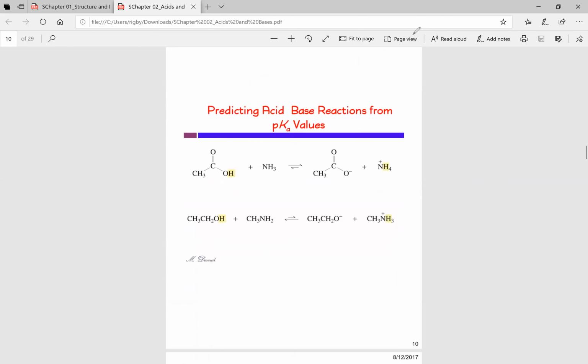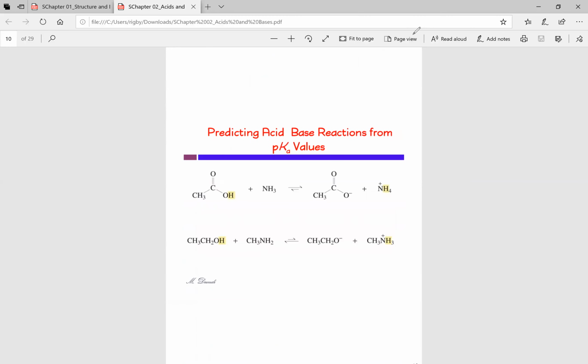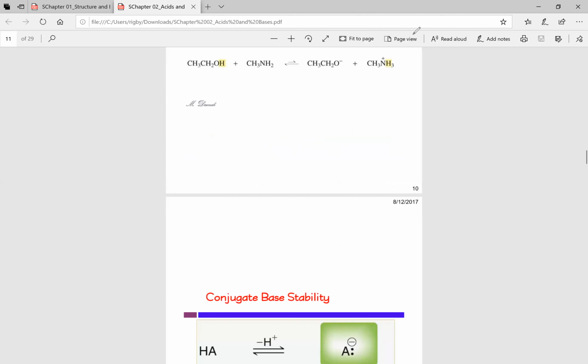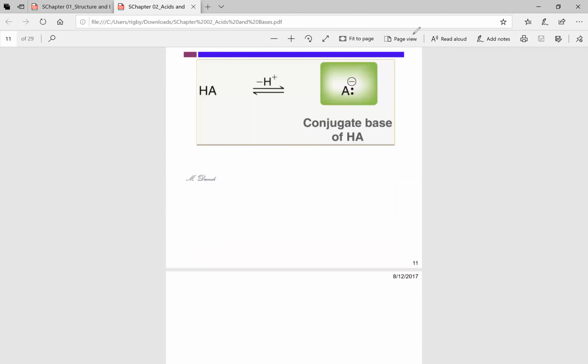So these slides here that I just went past are discussing predicting acid-base reactions from pKa values. And this is just reiterating that when you have an acid-base reaction, the reaction will always proceed towards the weaker acid and the weaker base pair. Okay? So we will explore that a little bit more, but first I want to talk about how we figure out how strong an acid is without being given the pKa.